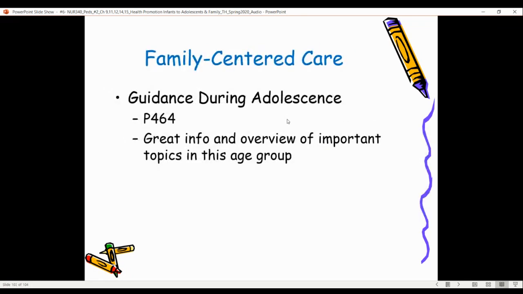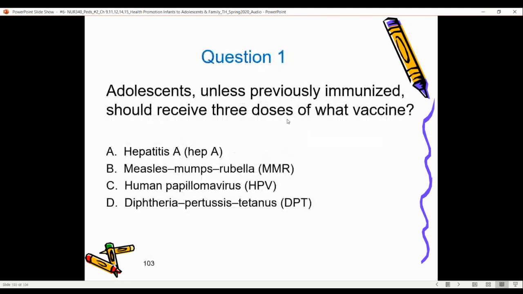Okay, two more slides, guys. Guidance page 464 for this chapter. Adolescents, unless previously immunized, should receive three doses of what vaccine? FA, MMR, HPV, or DPT? HPV is the one we give in the teenage years, yes.